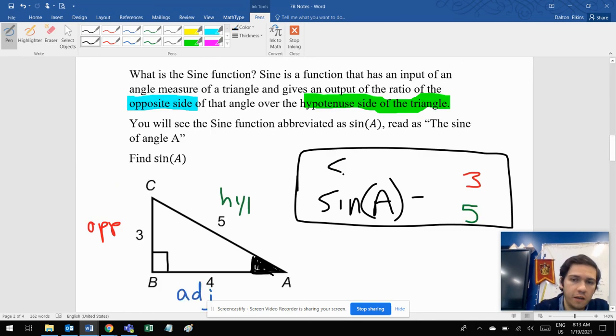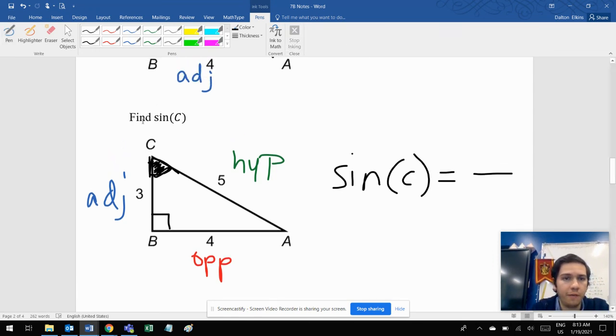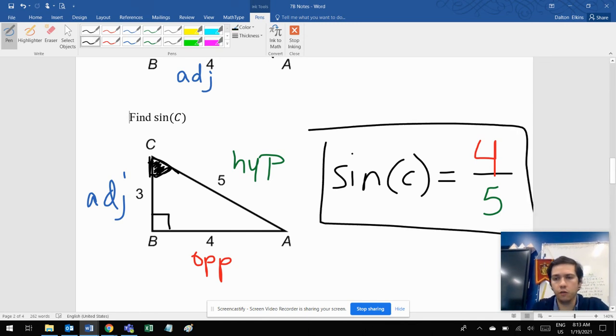Okay, so sine of C is going to be equal to the opposite side, which in this case is not 3, it's 4. So it's going to be equal to 4 over the hypotenuse, which is 5. So sine of angle C is 4 over 5. And that's how we use the perspective of the angle to give us the sine function of that angle.